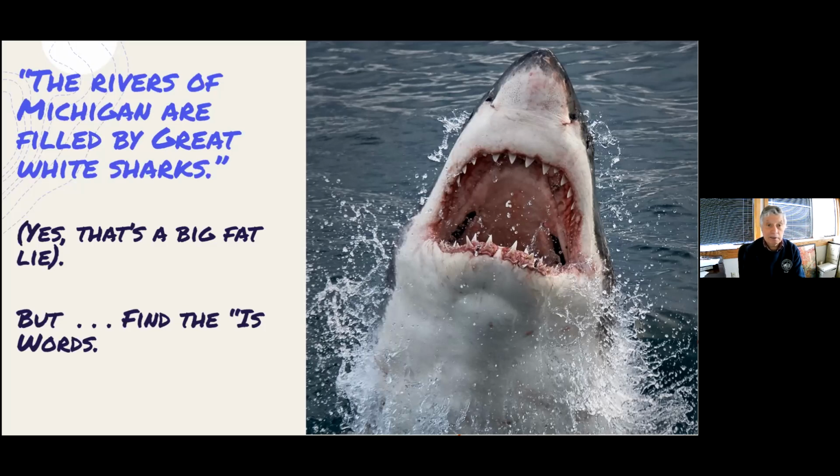Are. Pirate sounds, are. The rivers of Michigan are filled by great white sharks. There's an is word. It'll start to jump out at you, or a was, a were, a be, being, been. All right, so you find the is word, are. How can you eliminate it? How can you rephrase that sentence so that it's clearer and more concise, easier to read? We need to eliminate that is word.